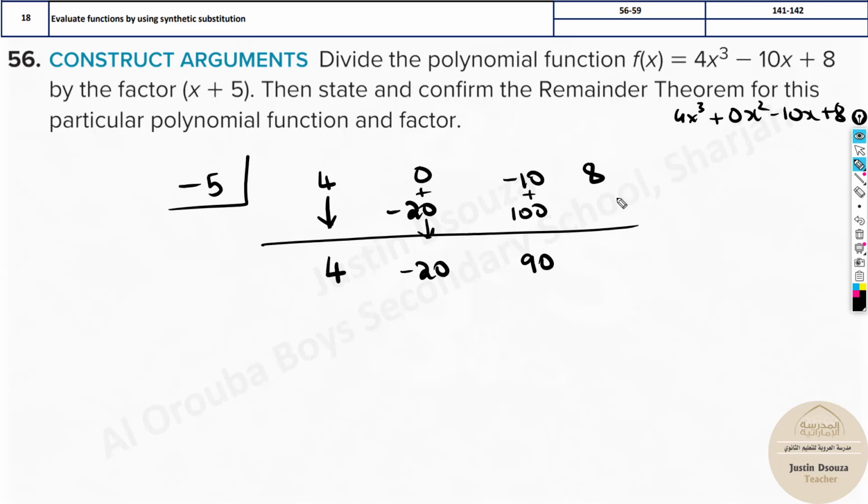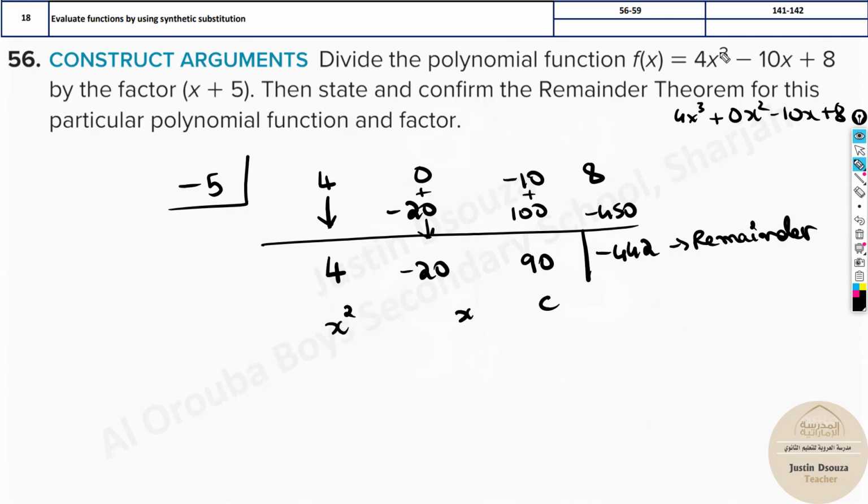And now multiply 90 times minus 5. 9 5s are 45. It will be minus 450. And what happens when you subtract? It will be minus 442. Now the last term here, this is the remainder. And you always will have constant term over here. This is constant. This is with the coefficient, the variable of x and x squared.